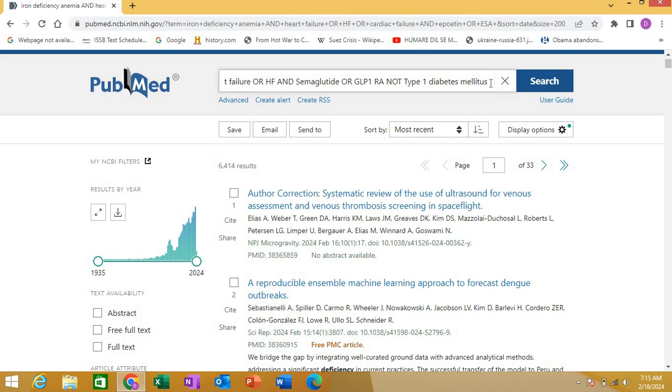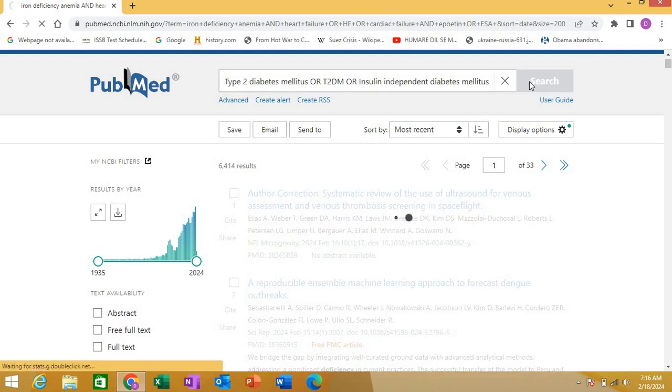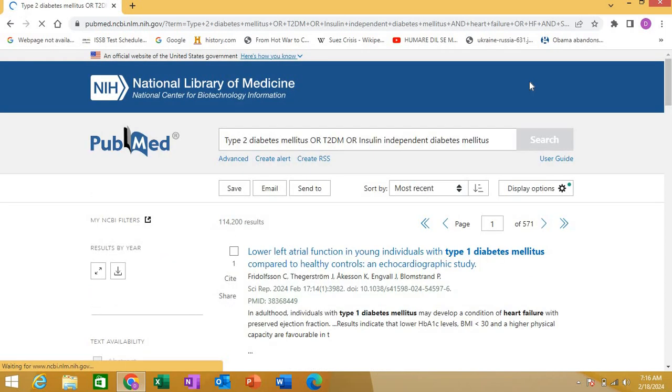And you can use multiple terms for type 1 diabetes with the Boolean operator OR. Here I will use T1DM and another OR, and I will write insulin dependent diabetes mellitus, and now you will search it. See, how many results is it giving me? It's showing me more than 100,000, yes, more than 1 lakh results. So there are too many results.